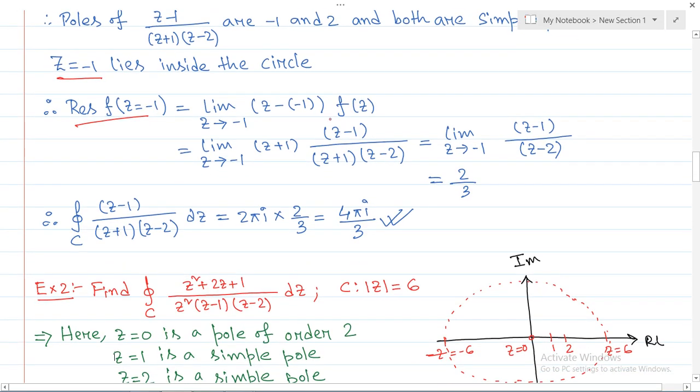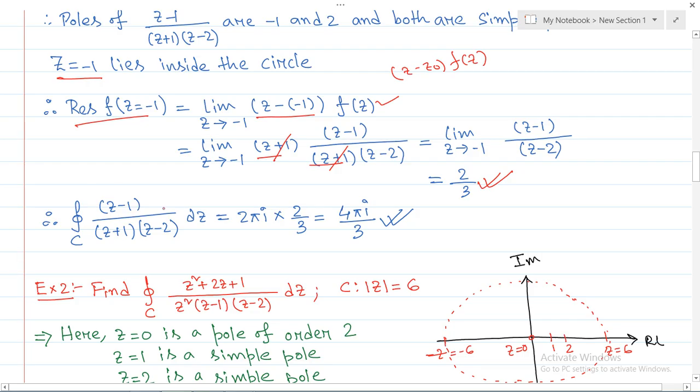So limit z tends to minus 1, z minus z0 into f of z. Here z0 is minus 1, so z minus of minus 1 into f of z. So f of z we have substituted here, z plus 1 is going to cancel down from here, and we have to substitute z equal to minus 1. After substituting we are getting the value of the residue is equal to 2 by 3.